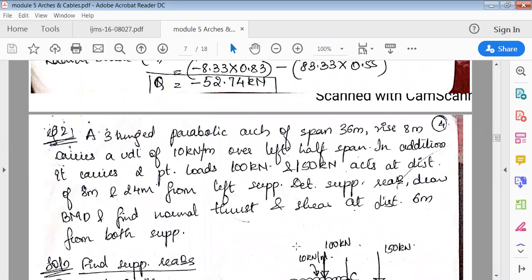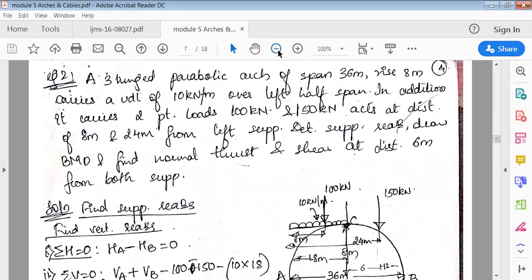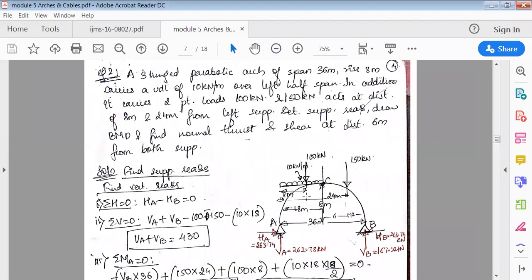A three-hinged parabolic arch of span 36 meter. So span is 36 meter and rise 8 meter, carries a UDL of 10 kilonewton per meter over left half span. So left half span, it is understood that it is exactly from the center, the C, to the left. So left half span has a UDL of 10 kilonewton per meter.